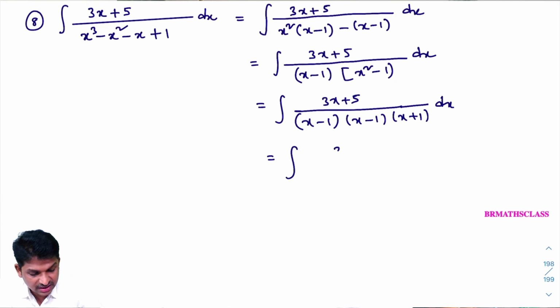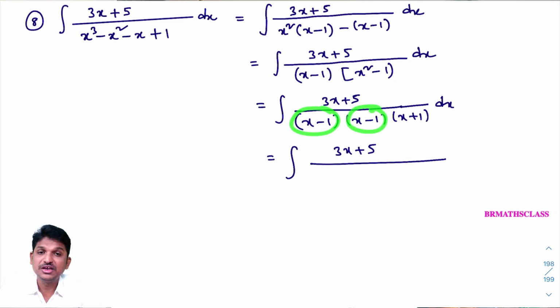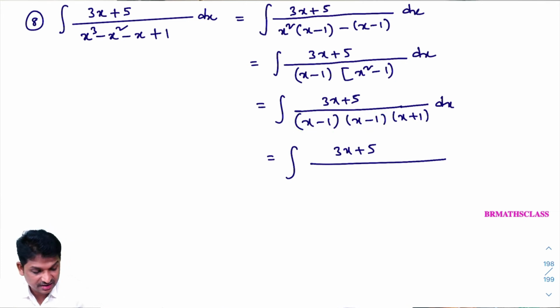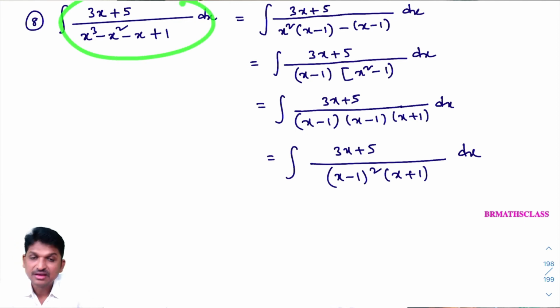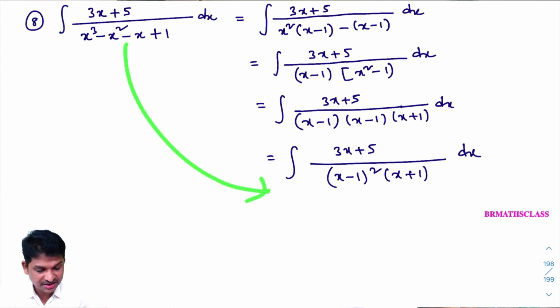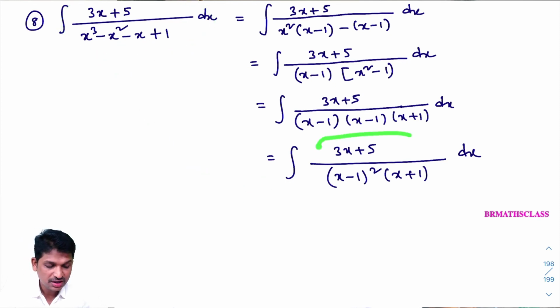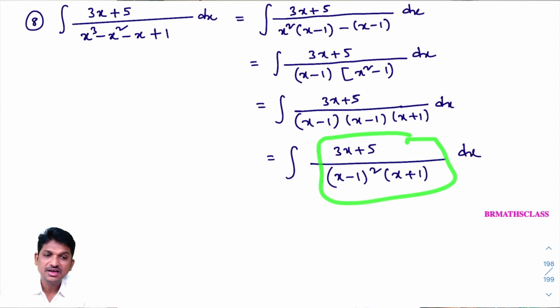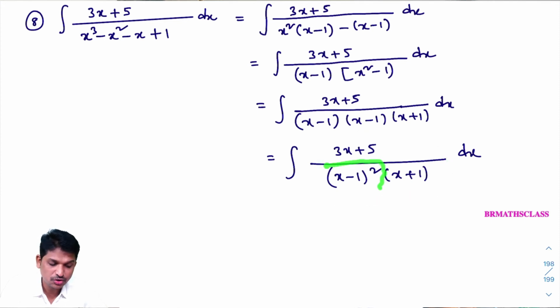That equals the integral of 3x plus 5 divided by, look here, x minus 1 is there two times. X minus 1 is repeated. So this can be written as x minus 1 whole square into x plus 1 dx. Initially, you may not identify whether it comes under type 2 or not. You observe now, these both are the same. It is a proper rational function. Yes, the denominator contains repeated linear factors.